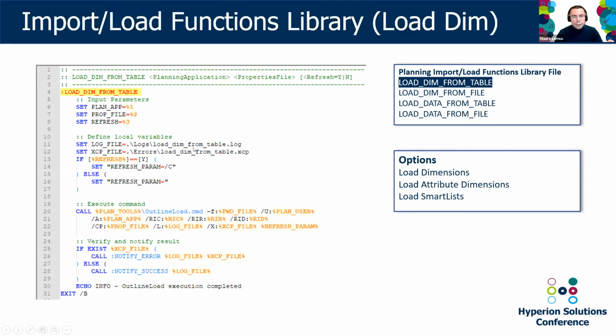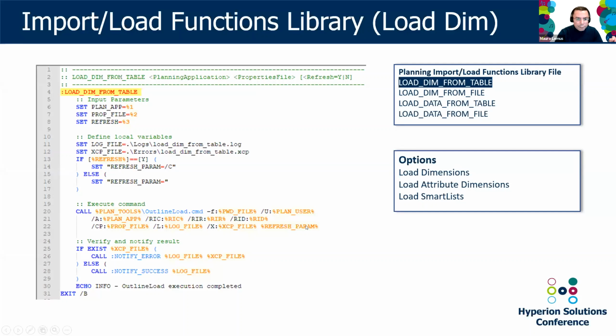Internally, you can define some other elements that we need, like the log file and exception files. Here, for the sake of simplicity, I am using some fixed names, but actually internally we are using the same name coming from the property files. We replace the extension and use that as a log name, so you can have more control on what you are generating. Now, here is when we use the call to the outline load utility.